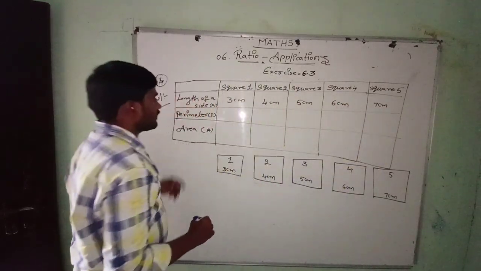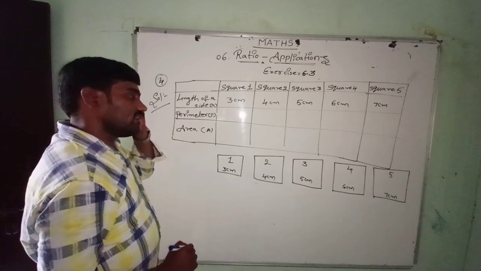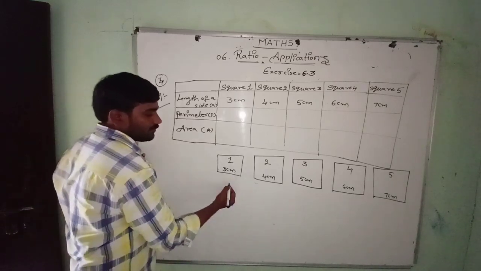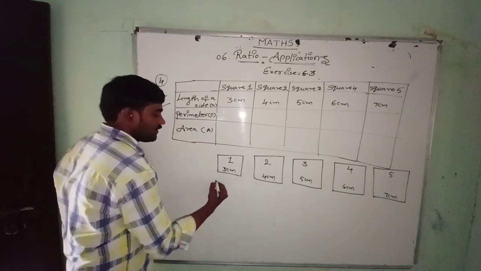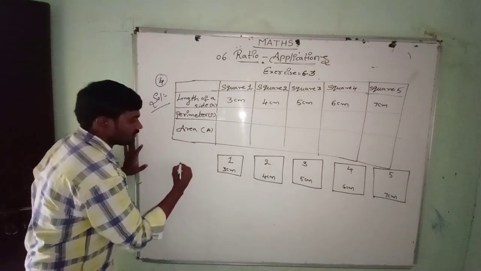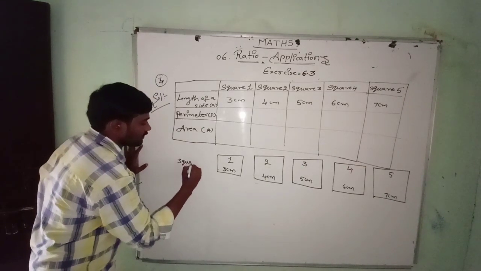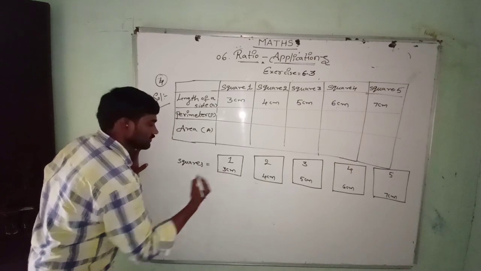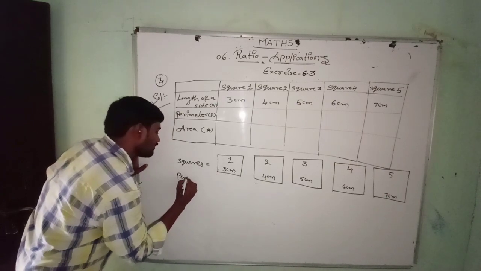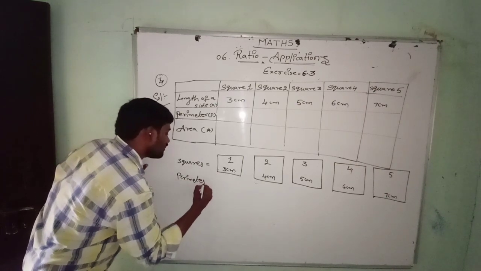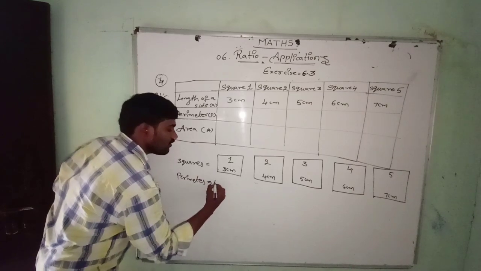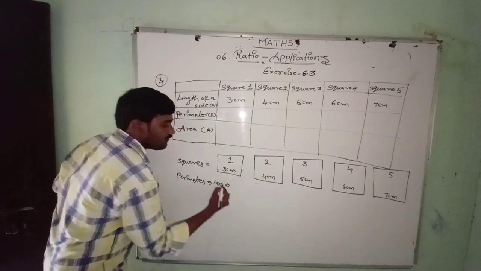Then the perimeter. What will be the perimeter? The perimeter formula is 4 into side. Then 4 into 3.